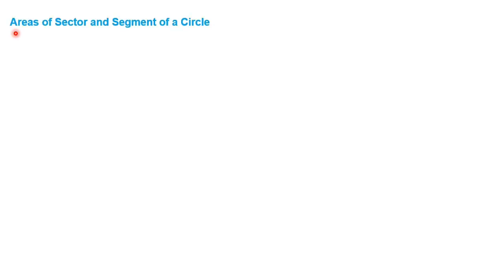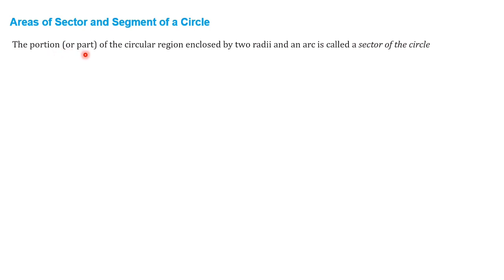Let's begin with areas of sector and segment of a circle. Before going for area, first let's consider the words sector and segment of a circle. Here, the portion or part of a circular region enclosed by two radii and an arc, the portion enclosed by two radii and an arc, is called a sector of the circle.